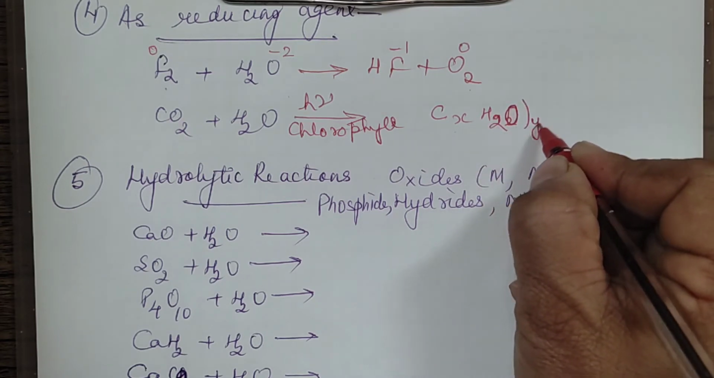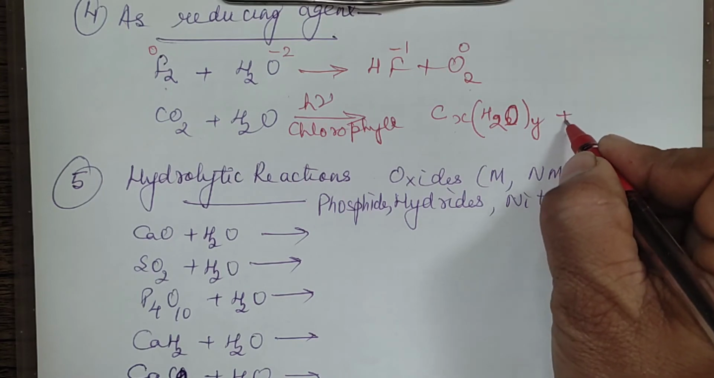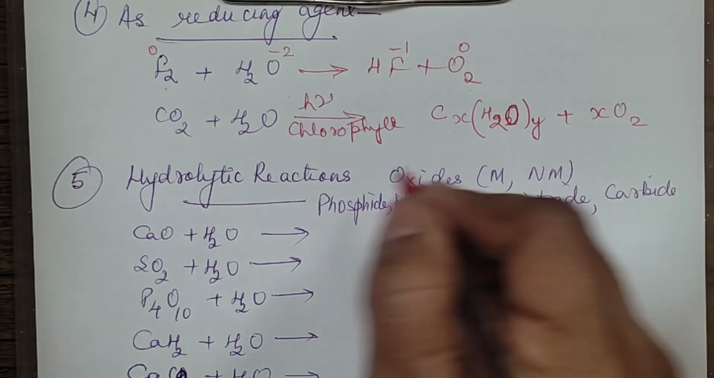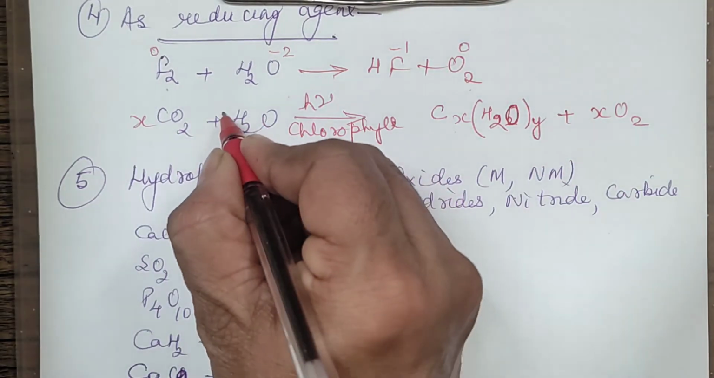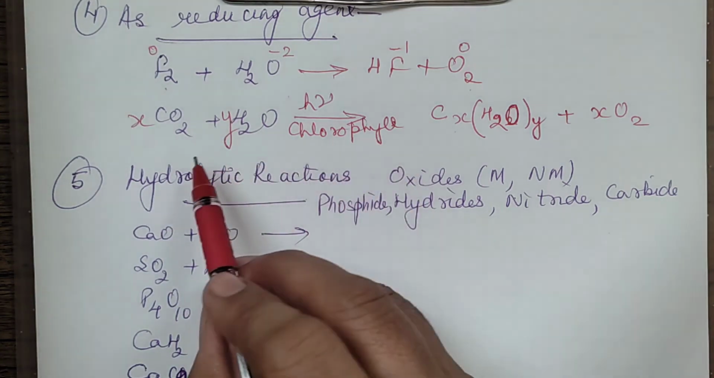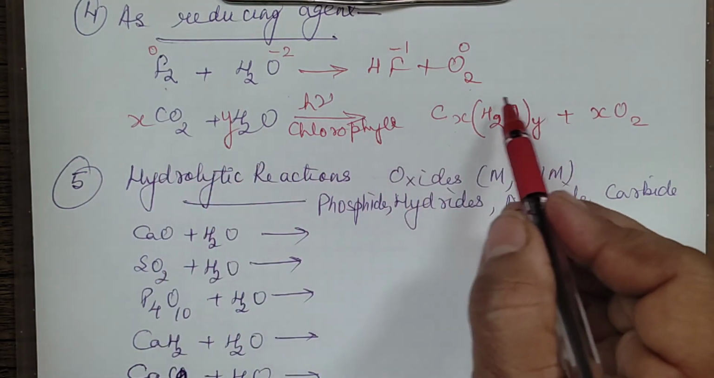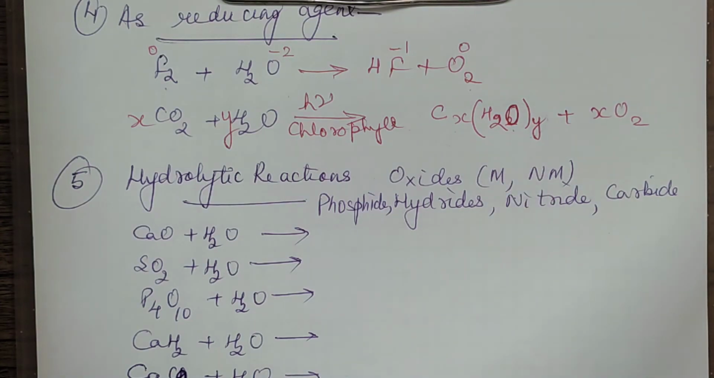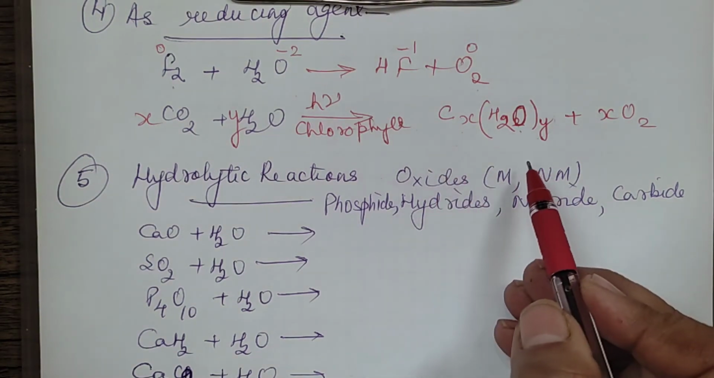CxH2O taken y times, okay, plus x water. Actually, when you balance it, this is x and this is y. Okay, so when we are writing, this is the carbohydrate that is obtained. Okay, so this is the general formula written over here.